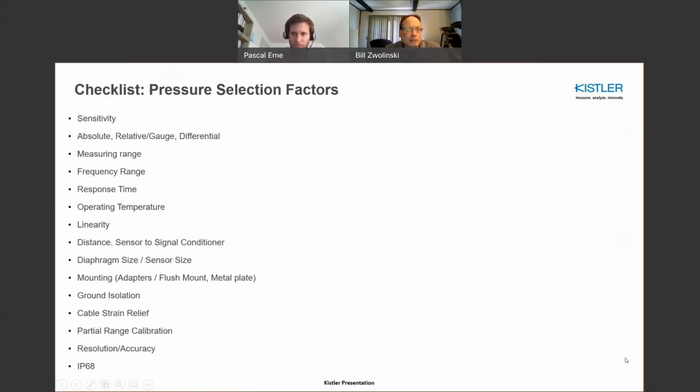In terms of the checklist, no shortage of parameters to think about, but certainly when you talk to your favorite application engineer, these are the considerations we'll often ask about, and we'll say, if we can, get a gauge of what your application is in terms of these parameters, we can often guide you to the best solution.